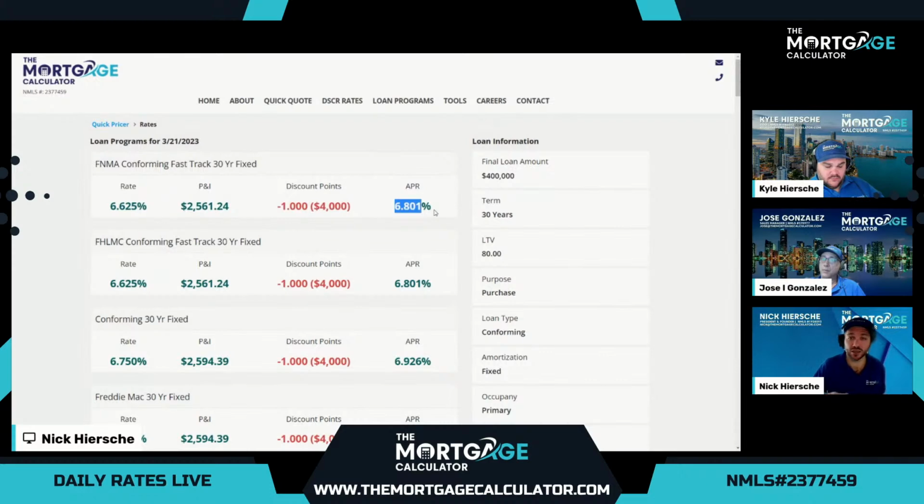So the conventional rates have gone up just a little bit as the markets have stabilized. If you're looking at a conventional loan, I definitely recommend locking that in this week, as we have seen kind of the bottom of what this recent atmosphere has brought. So definitely recommend checking those out.